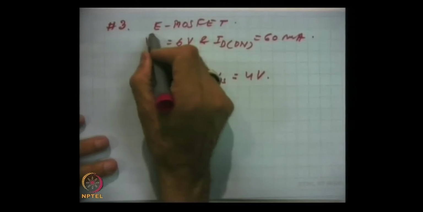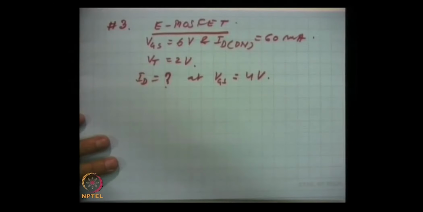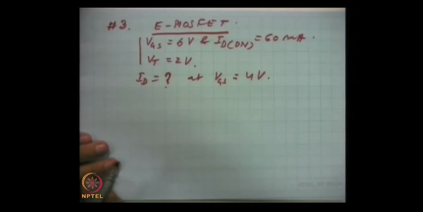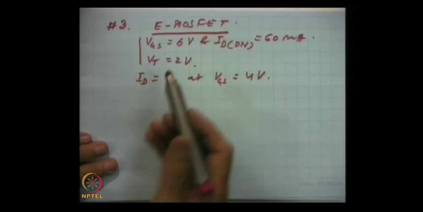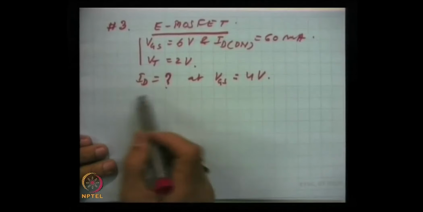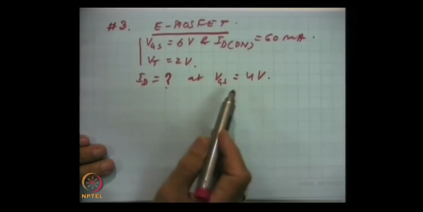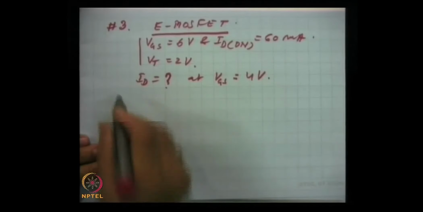So, this is one example where we are taking a MOSFET. This is the data available, the data the manufacturers give in the data sheet, and this is what the problem is. Drain current is to be determined at VGS of 4 volts. Now, the solution.